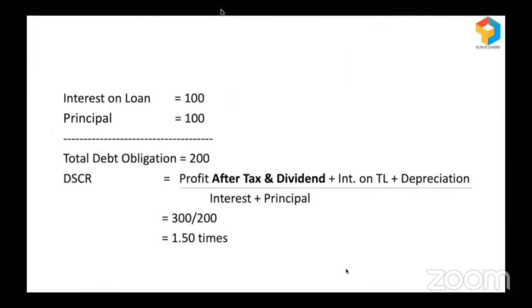Okay, right. Now I want to ask you a question. What is the minimum DSCR insisted by most of the banks? If you're working in a bank or if you are exposed to this concept, please give your answer. What is the minimum DSCR insisted by most of the banks?